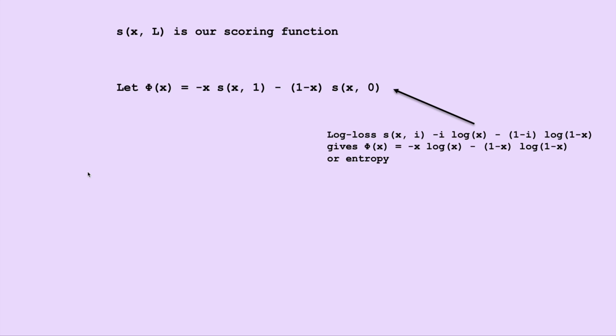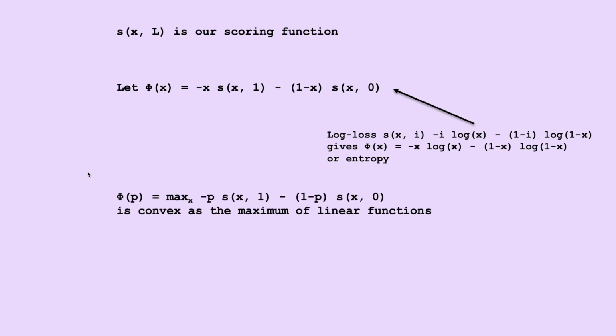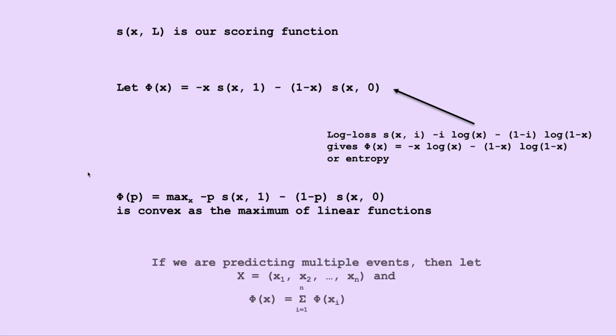This is because, if S is a proper scoring rule, we can write it like so as the maximum of linear functions. But we want to consider all outputs of a model so we can analyze coherence. To do this, if a model gives n outputs, we put them in a vector capital X like this, and we write phi of capital X like this, as the sum of phi of all the little x's. This is the expected total loss of a model's outputs.